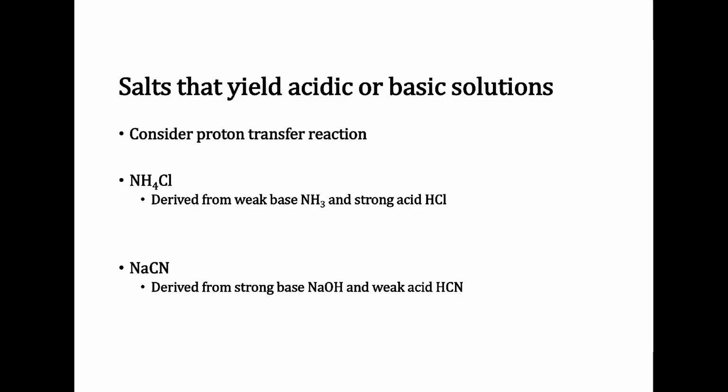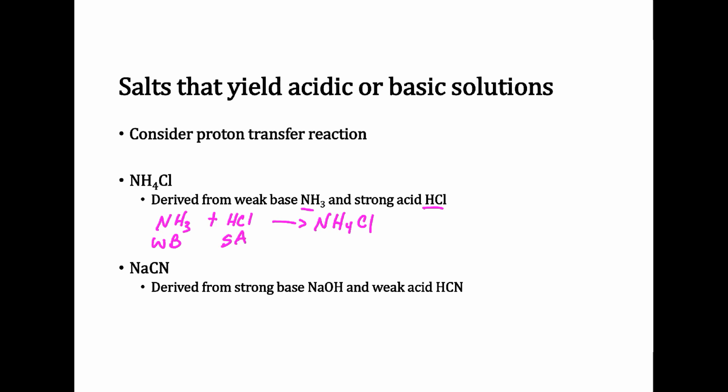Let's go ahead and start to consider a proton transfer reaction. Think about this. If you have NH4Cl, ammonium chloride, this comes from the weak base ammonia and the strong acid hydrochloric acid. So we have ammonia plus hydrochloric acid yields ammonium chloride. This is a weak base, and this is a strong acid.